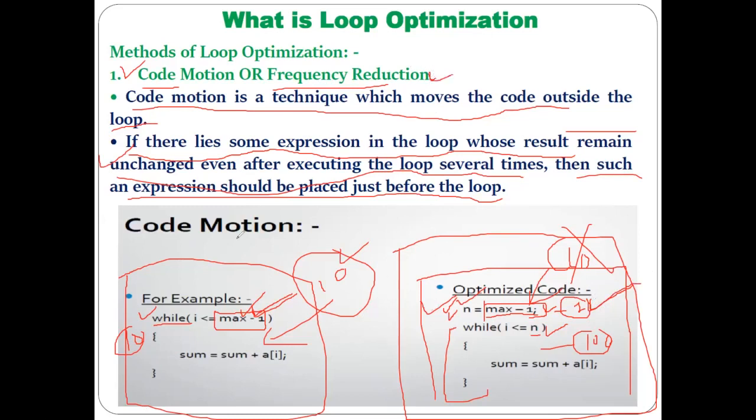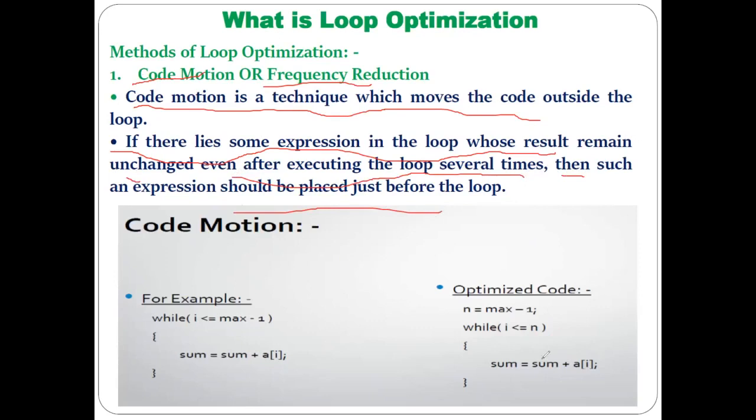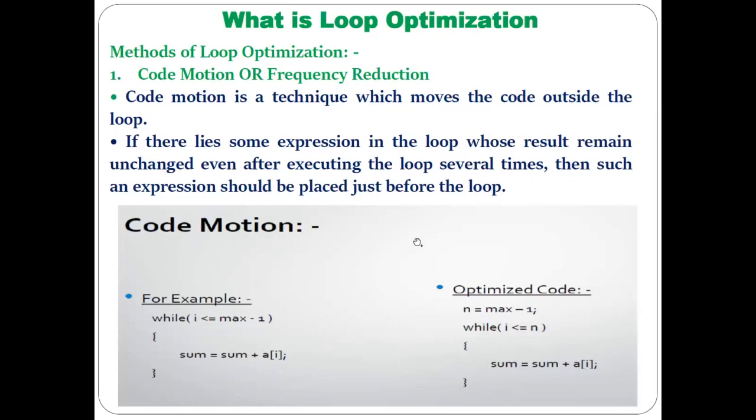Frequency reduction means how many times the iteration is happening, how many times this sub expression is getting evaluated. Here it may get evaluated 100 times, 10 times, 1000 times, but if you write it like this, it is evaluated only once, no matter how many iterations there are in your loop. Understood? So that is the first technique through which loop optimization is performed. It is called code motion or frequency reduction. Code motion is a technique which moves code outside the loop. If there is some expression in the loop whose result remains unchanged, like max minus 1, even after executing several times, then such an expression should be placed just before the loop like this. I hope all of you understood the first technique of loop optimization, that is code motion or frequency reduction.